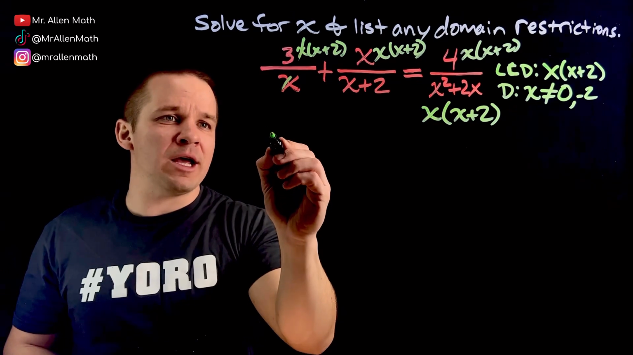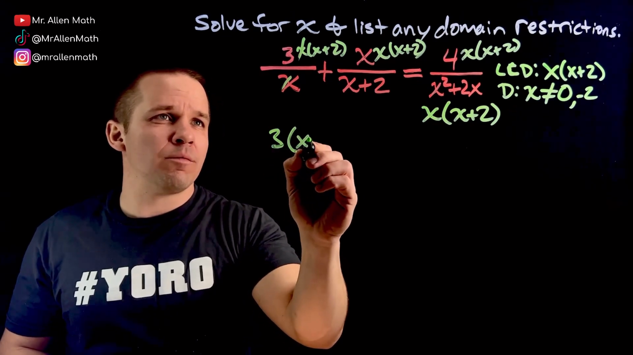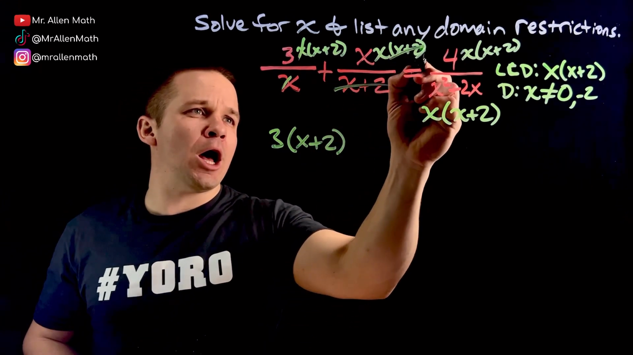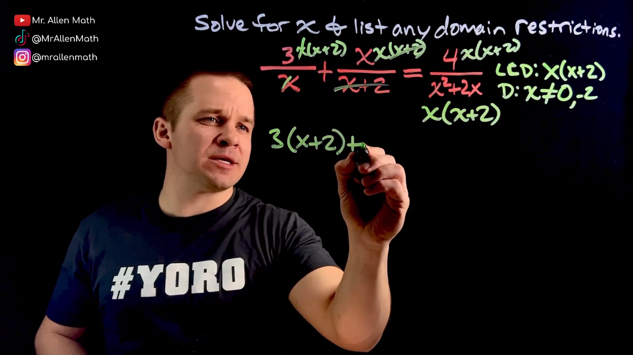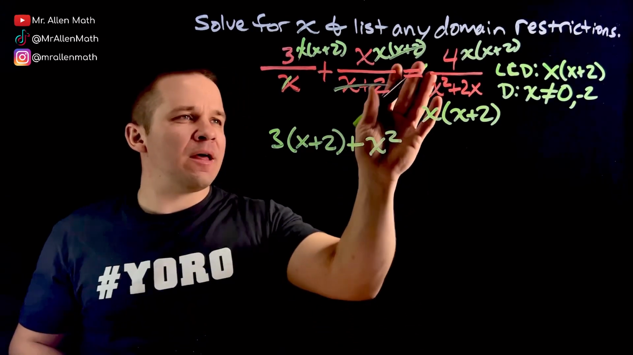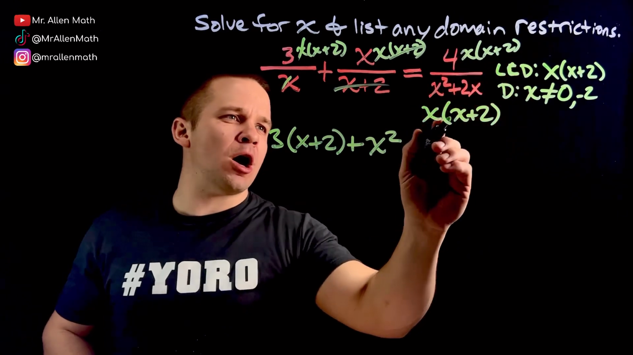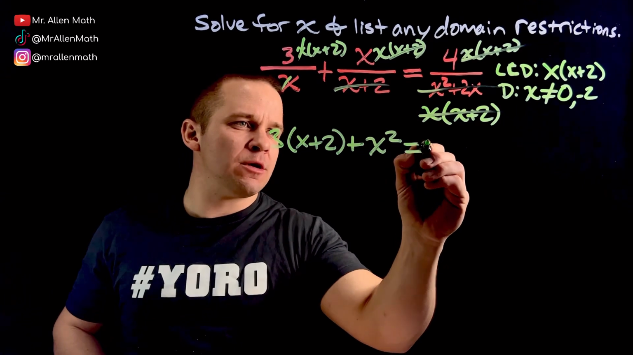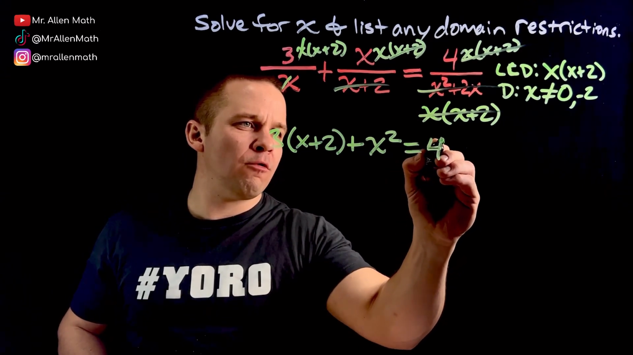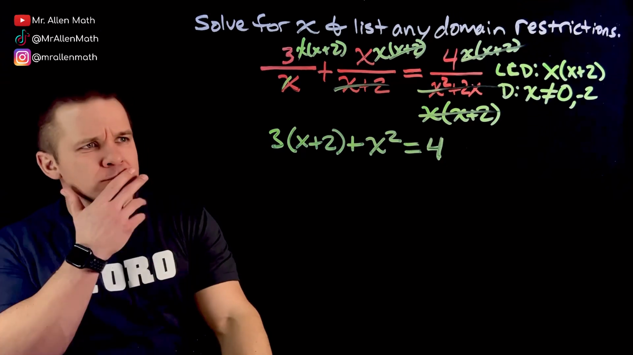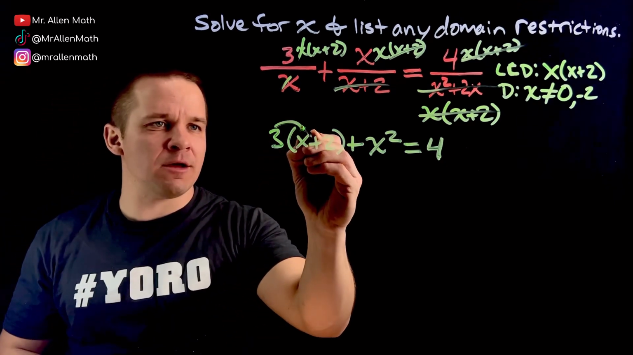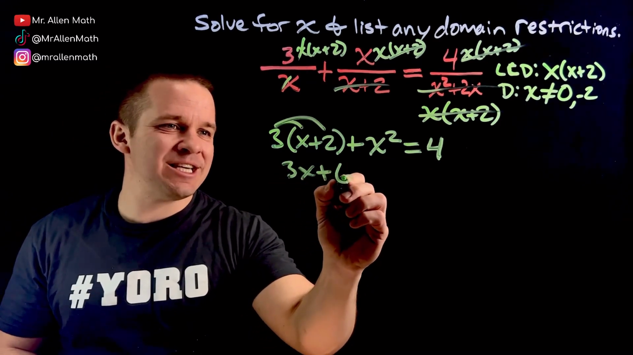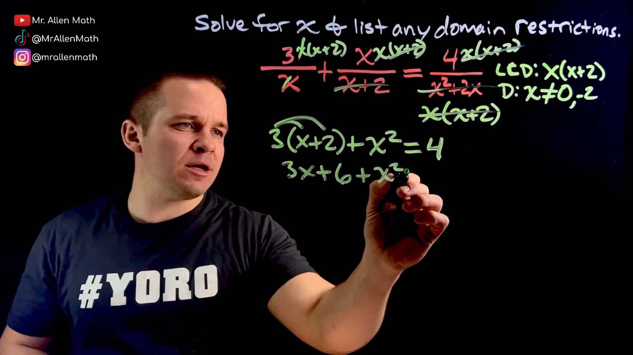I've got 3 times x plus 2. This one, gone and gone, and I'm left with x times x, which is plus x squared. And lastly here, both of these are gone. That's that original one right there, so I'm just left with equals 4. Now what? Well, I could distribute this 3 here. So I get 3x plus 6 and then plus x squared equals 4.